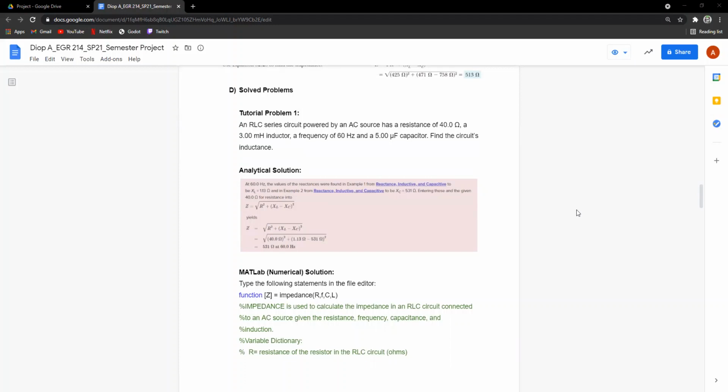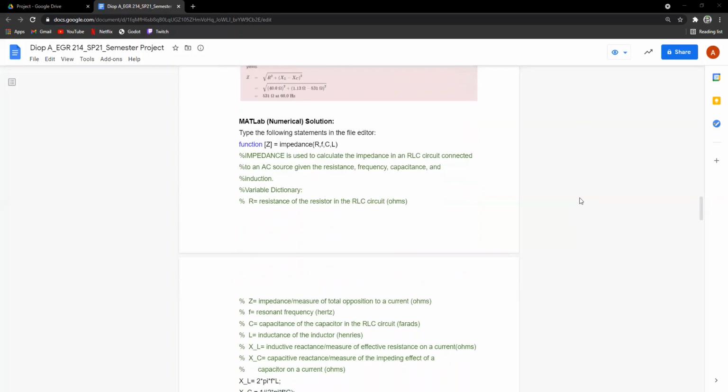Our inductance is 3.00 millihenries, our frequency is 60, and our capacitor is at 5 microfarads. Another important thing to note is to make sure that you convert your units back to their base unit. So for 5 microfarads, you want to convert that back to farads. Looking at the analytical solution, it's the same process. You solve for XL and XC, and then you plug everything you know into Z and get 531 ohms.